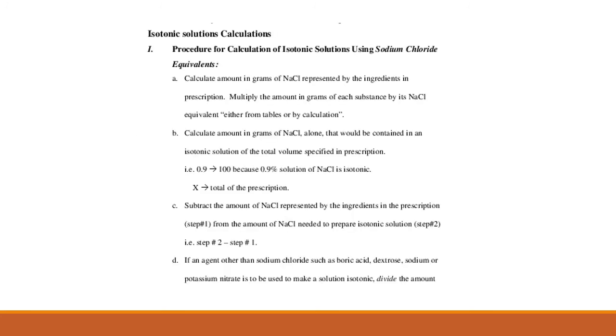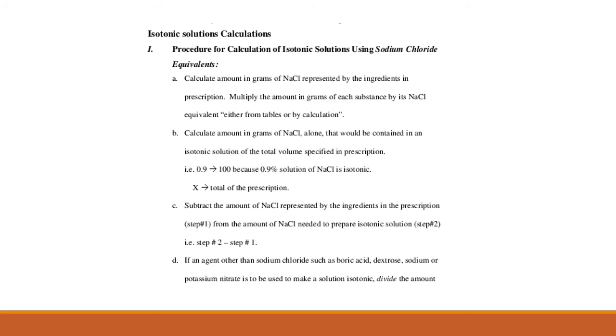So this time we have different steps that we have to follow to get the isotonic value for our ophthalmic and our parenteral solution to make this isotonic. Okay, so first you have to calculate the amount in grams. Step 1, calculate the amount in grams of sodium chloride represented by the ingredients in the prescription. Multiply the amount in grams of each substance by its sodium chloride equivalent, either from the tables or by calculation. So you already have the standard value there.